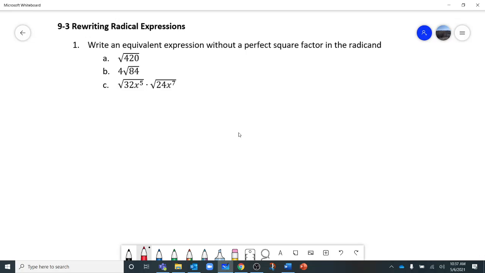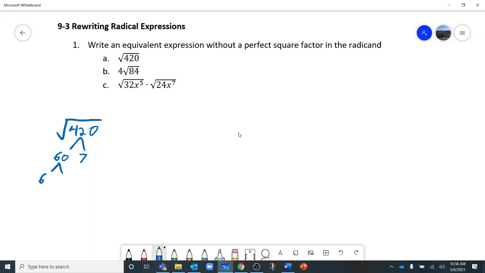All right, for these three, we're just trying to get all the perfect squares out from under the radicals. We're trying to simplify these basically. So I'm going to do these as quickly as possible. 420, I'm looking for two numbers multiplied together equal 420, and there really aren't. This is the same thing as 60 times 7, I believe. Yeah, that'd be 420. So 60 times 7.